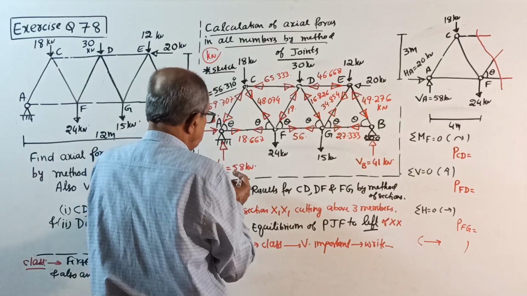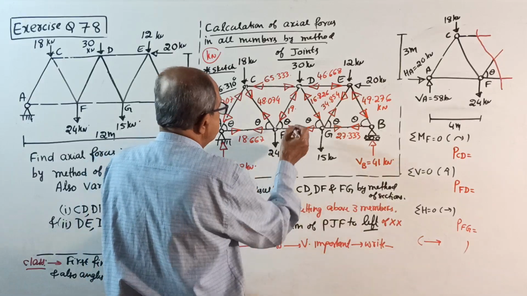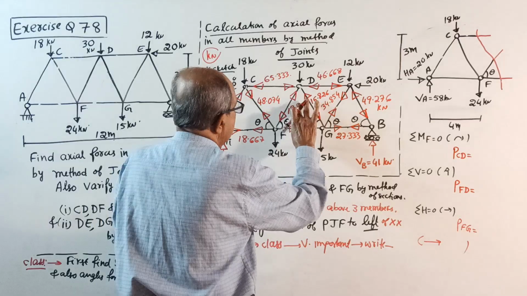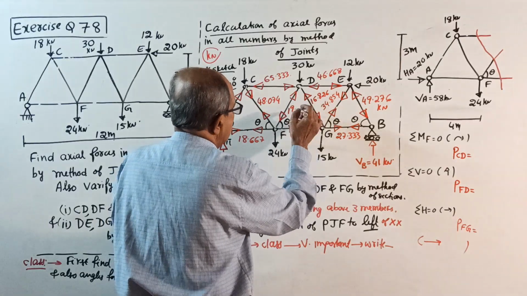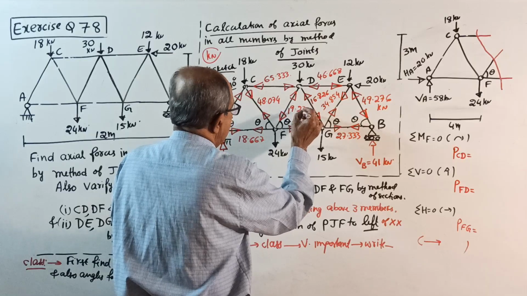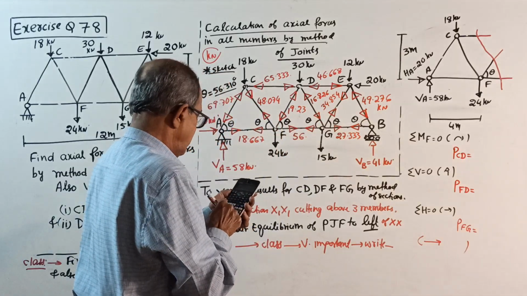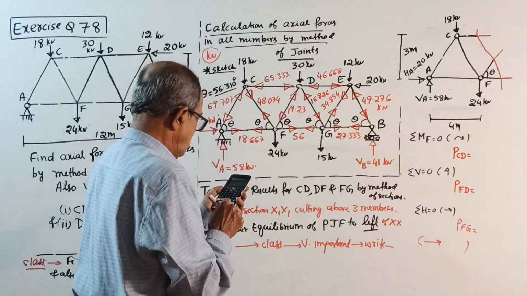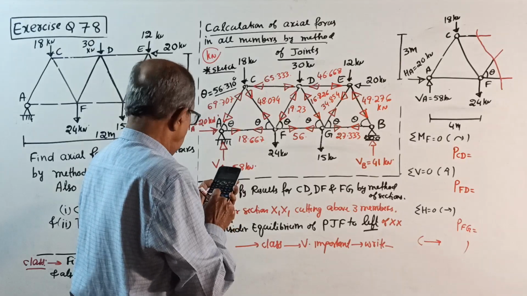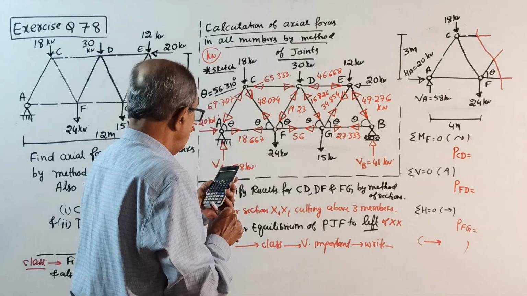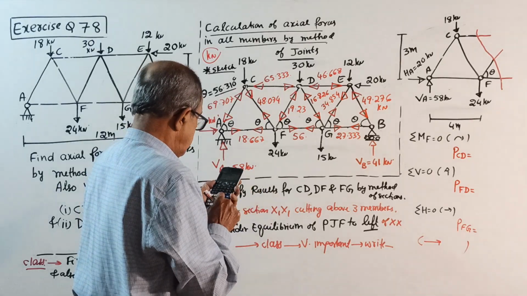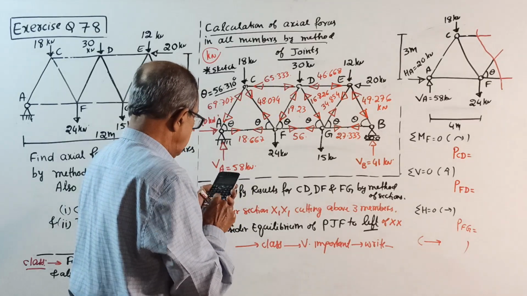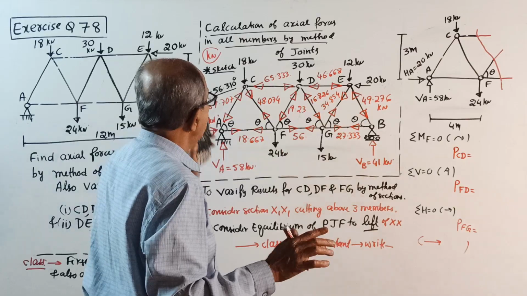19.223. 19.23. Okay. Now, if I add everything there, 19.23 plus 48.074 into cos 56.31 is 37, plus another 18.667 is 56. Perfectly tallying. Over.